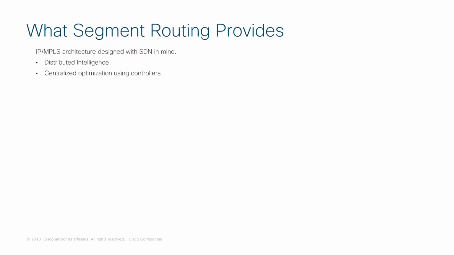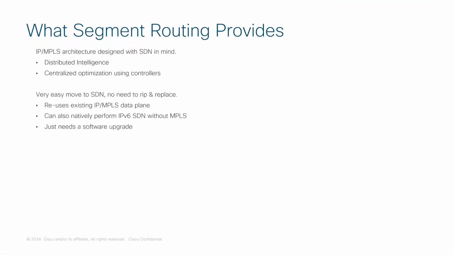So what segment routing provides is it's an MPLS-based architecture. I mean, we're not talking about SRv6 today, so we'll just focus on MPLS. It's an MPLS-based architecture with distributed intelligence and centralized optimization. We will again see how. So all these are buzzwords at the moment. Again, very easy to move to SDN. No need to rip and replace because you use the existing MPLS data plane. You don't have to get new ASICs or etc. You just need to upgrade the software on all the routers. That's it. It works. Because data plane, nothing changes.